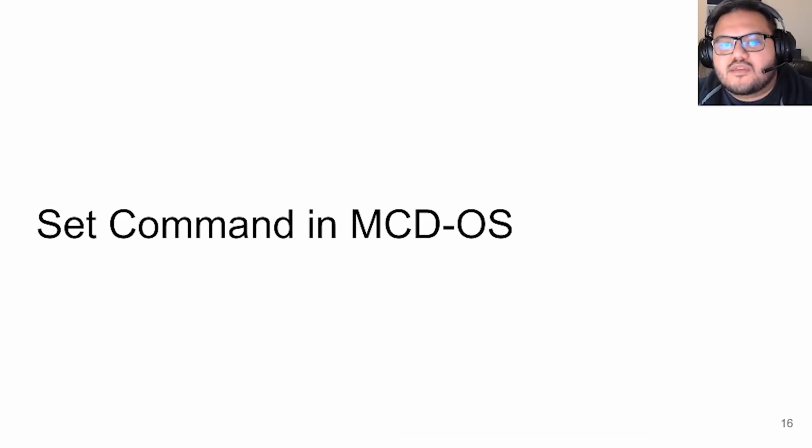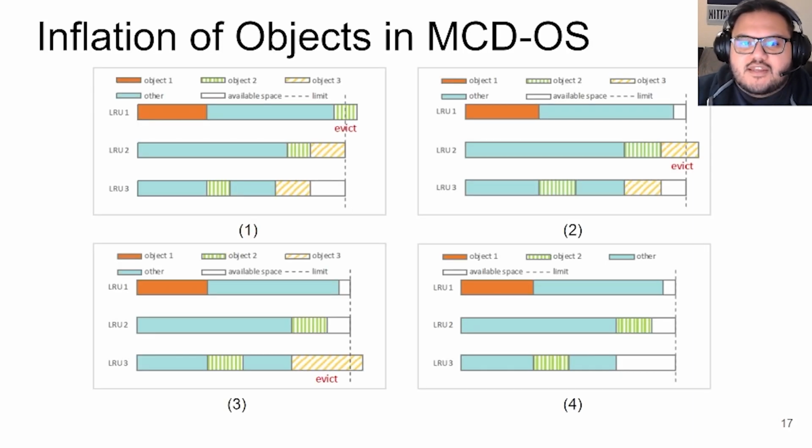And then I want to do the same thing with the set command, but before actually describing the set command under MCDOS, I want to clear up some terminologies that we're going to use. The first term is inflation. It is defined as the increase in an object's virtual size due to an eviction. In other words, the degree of sharing has decreased.